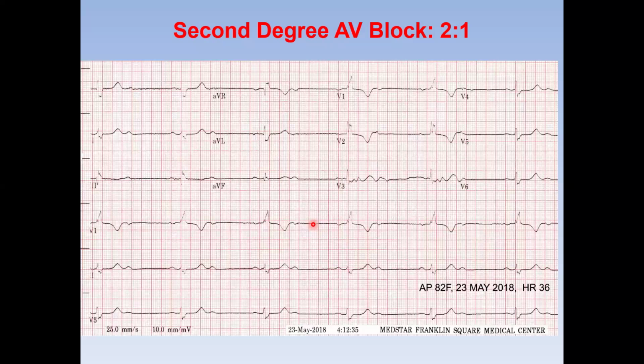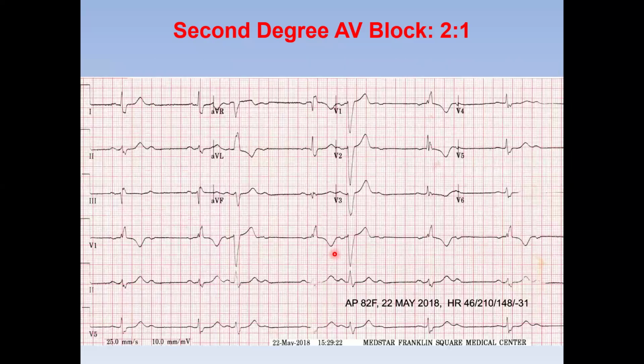So this is a patient. You see, the PR interval is not very long. It's about 220 milliseconds, but you can see P QRS, P no QRS, P QRS. So this is 2:1 AV block, and most probably Mobitz type 2 infra-His conduction. And this patient has bundle branch block, so that is more likely.